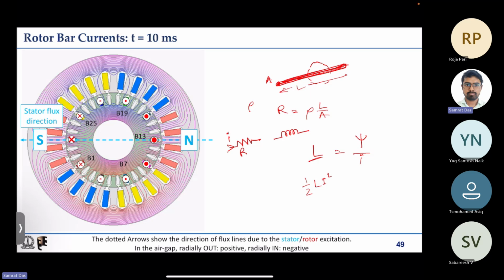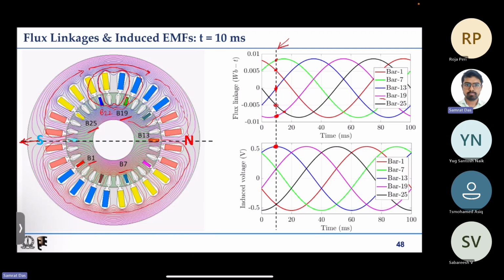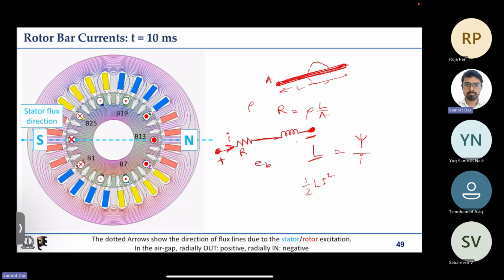That is why, if we have to represent this L and R as an equivalent circuit of a bar, then we have to connect them in series so that the same bar current flows through both of them. That is why we represented each bar with certain resistance and some inductance, and there is some induced EMF across this bar. So these are the two terminals of the bar, say. We have seen what the induced EMF is. So this is the induced EMF across this bar, say EB.